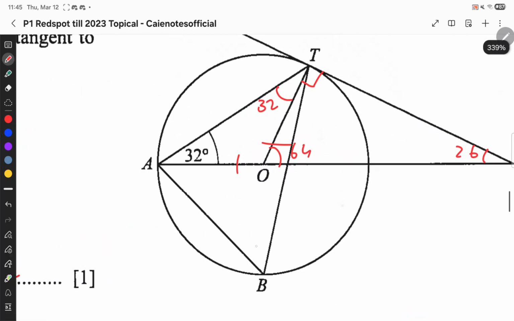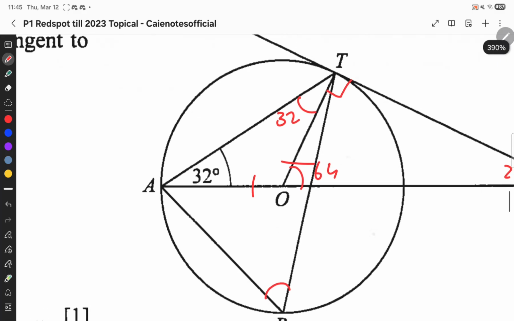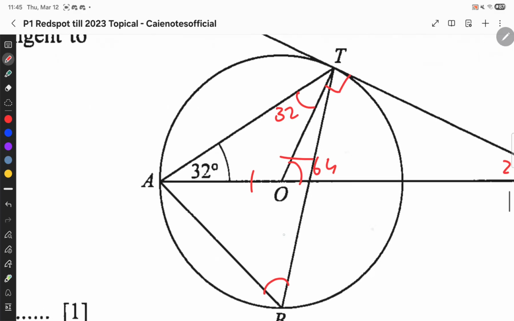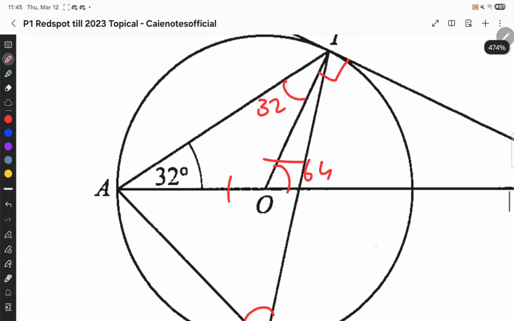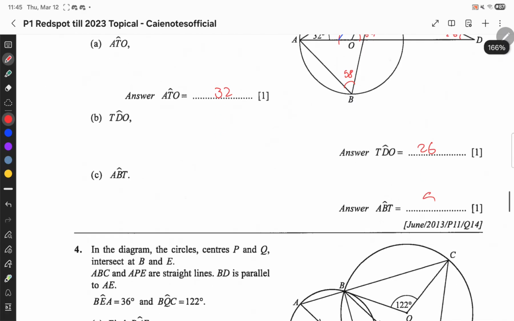Next is ABT, and this can be done by seeing that angle B is made by AT, and so is angle O by AT. So we need to find this big angle, represented by blue. This is 180 minus 64, which is 116 over here, and then we divide by 2. 116 over 2 is equal to 58, and that is our answer, 58.